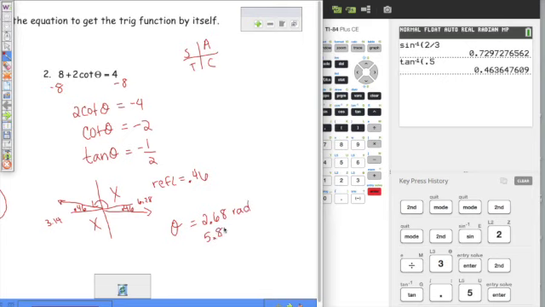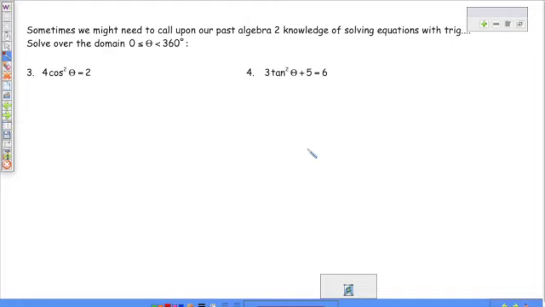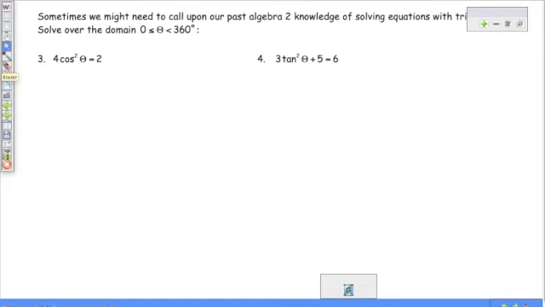The reason I chose to do this one with you guys was just to show you that if it's one of these reciprocal functions, you can always just take the reciprocal of it, and then you're going to know what to hit in your calculator. So that's why I did decide to do that one with you guys, even though I originally thought I was going to skip it. Okay, let's move on to some more difficult ones. Sometimes we might need to call upon our past Algebra 2 knowledge of solving equations with trig. Okay, so I have 4 cosine squared theta is equal to 2.